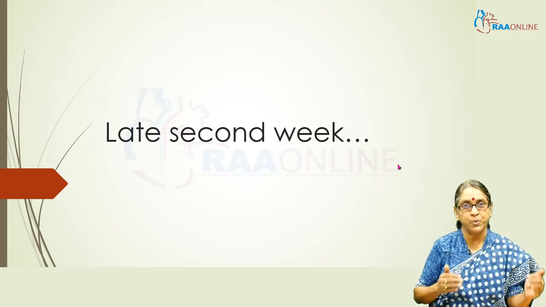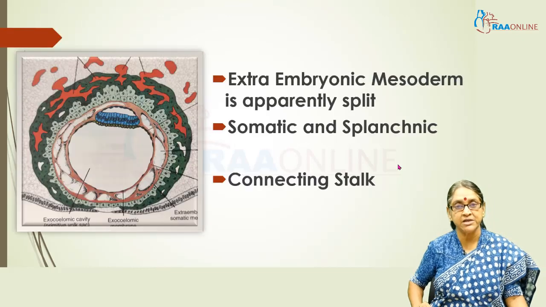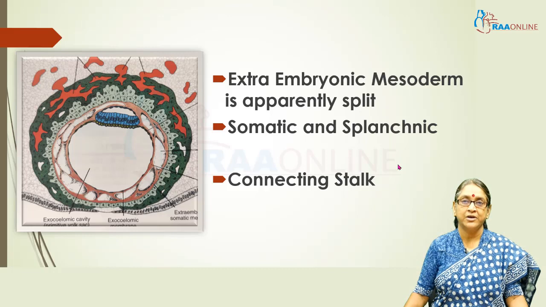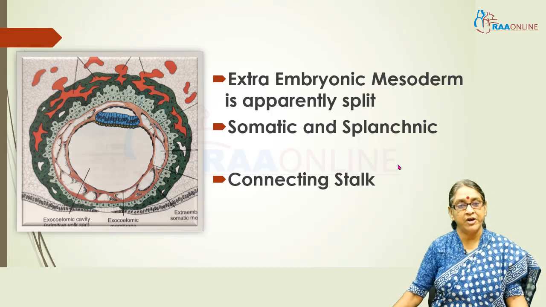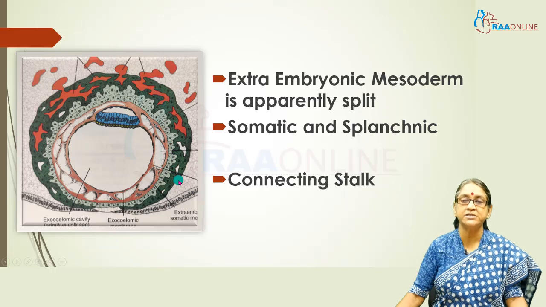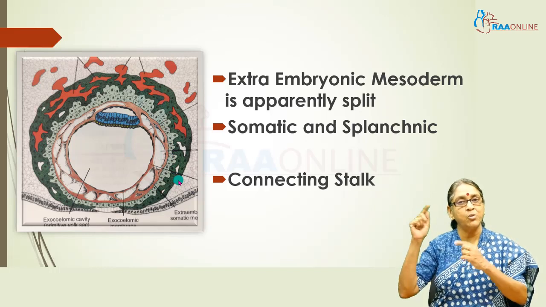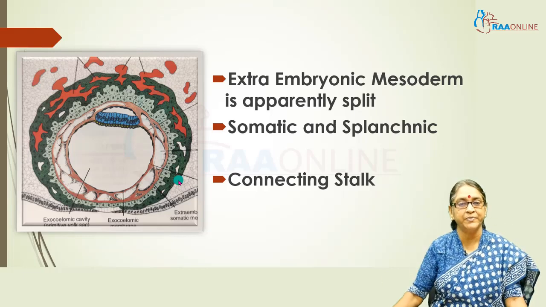Until day 12, we have already seen. So, by day 12, what all changes have occurred? We find the blastocyst. This is the entire structure. We still continue to refer to it as the blastocyst because it's easy for us to do so. We can remember the old name and relate better.